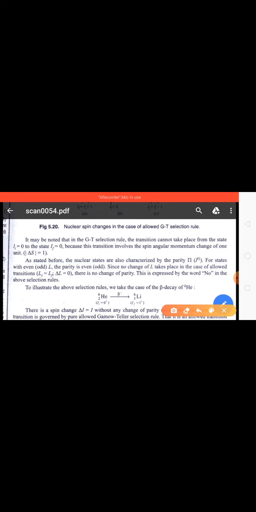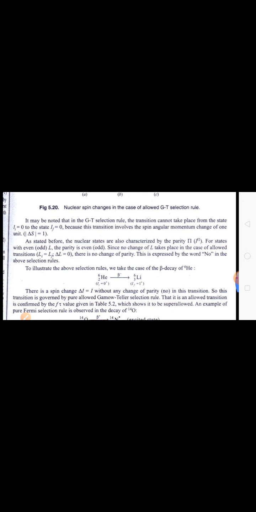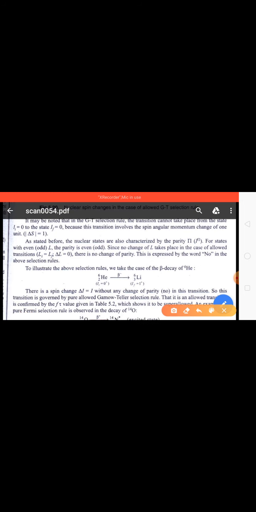As stated before, the nuclear states are also characterized by parity. For states with even L, the parity is even. If the states are odd, the parity is odd. Since no change of L takes place in the case of allowed transitions, there is no change of parity. This is expressed by the word no in the above selection rules.